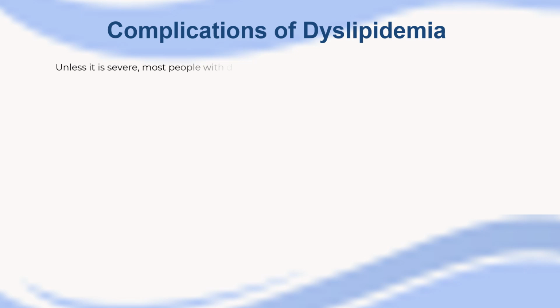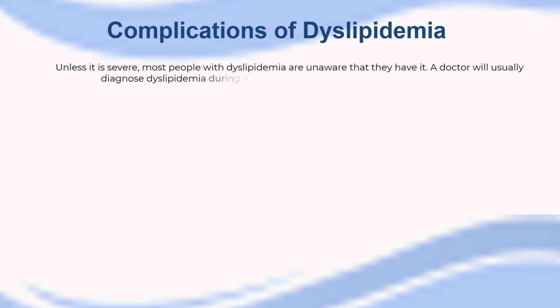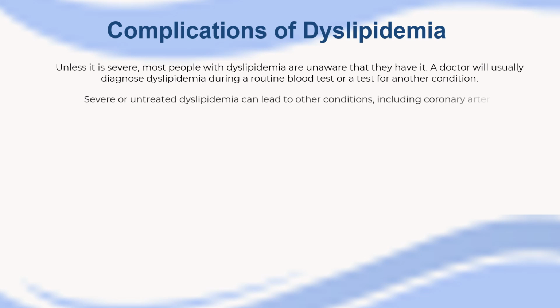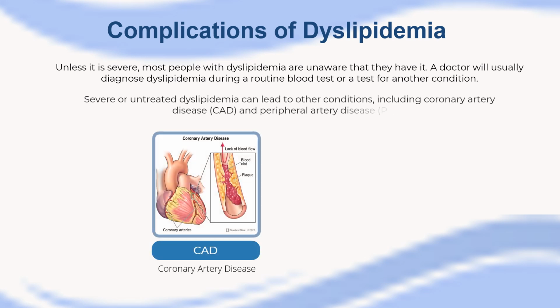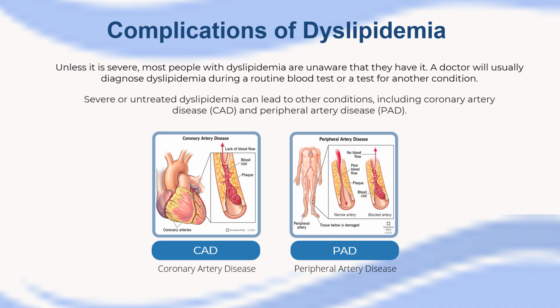Unless it is severe, most people with dyslipidemia are unaware that they have it. A doctor will usually diagnose dyslipidemia during a routine blood test or a test for another condition. Severe or untreated dyslipidemia can lead to other conditions, including coronary artery disease and peripheral artery disease.